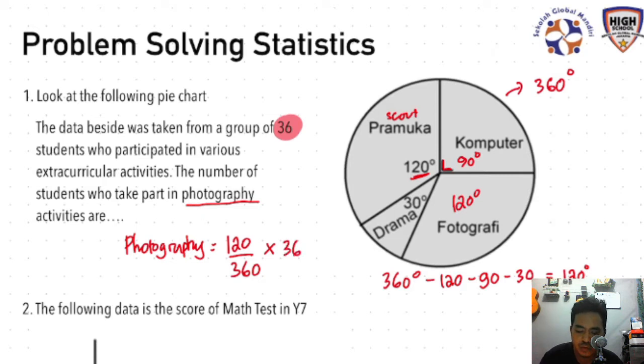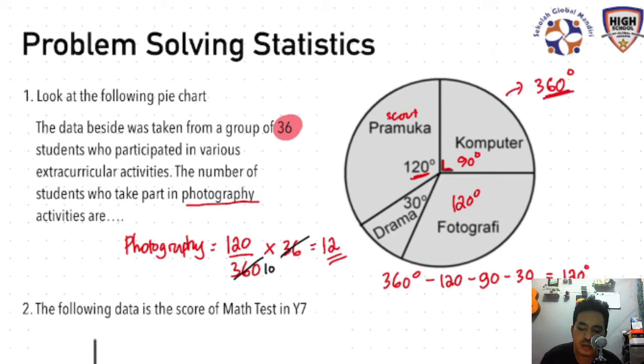Then we can do cancellation here and here. It will become 10, and then the answer is 120 divided by 10, which is 12 students. So the number of students who join photography at school is 12 students.